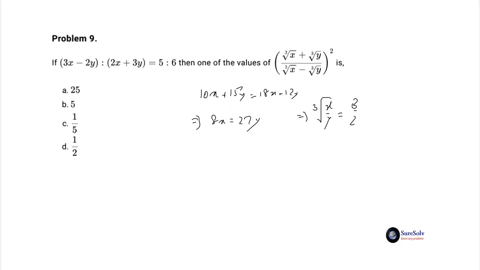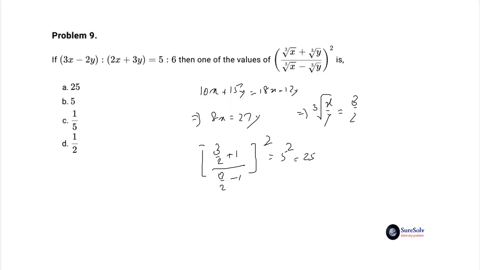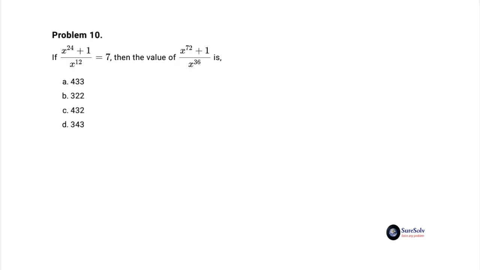Converting the target expression in terms of this ratio and substituting its value, you get 3 by 2 plus 1 divided by 3 by 2 minus 1 whole square equal to 5 square equal to 25. Answer is option A, 25. With the right steps, you can solve this awkward looking problem easily and quickly. Let's take on the last problem.